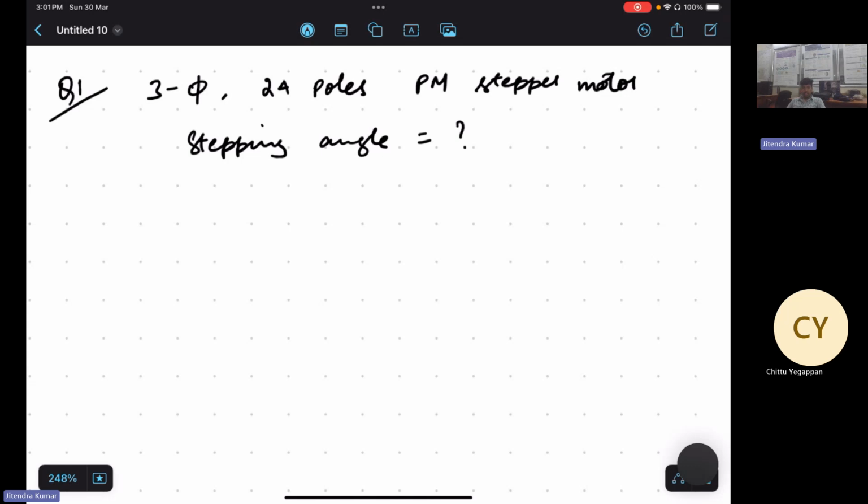So this is the first problem. The number of phases and number of poles are mentioned. We need to find the stepping angle for this configuration. So what is stepping angle first of all? Do you have any idea what stepping angle is?